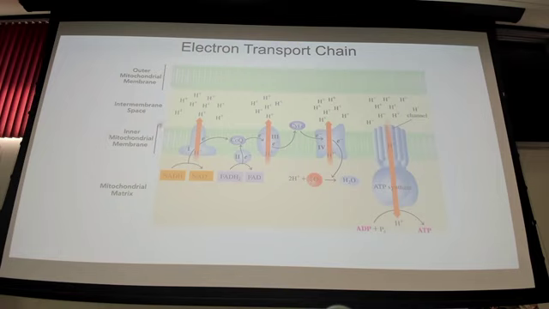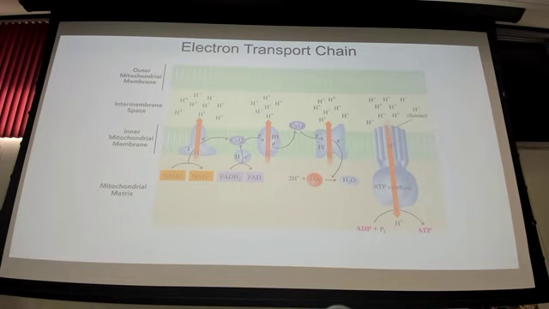Now, complexes 1 through 4 represent chemiosmosis, which is building that proton gradient, which is the driving force. Complex 5 is oxidative phosphorylation. The whole process is oxidative phosphorylation. So complexes 1 through 4, chemiosmosis, together all of them are oxidative phosphorylation. And what that means is that the coenzymes are being oxidized to eventually phosphorylate ADP into ATP.